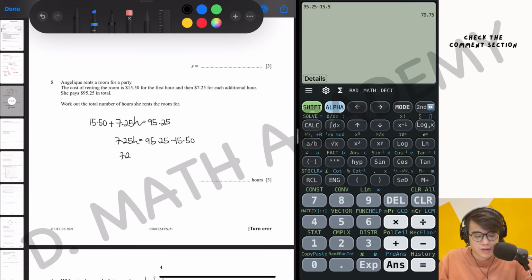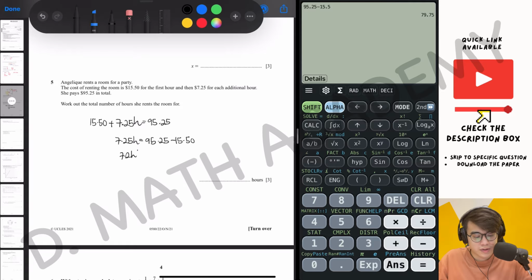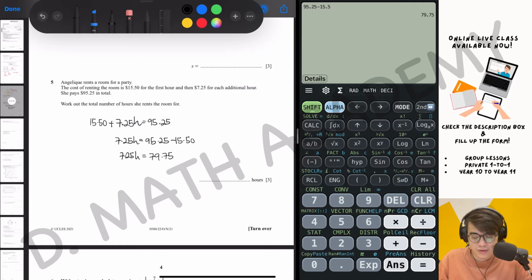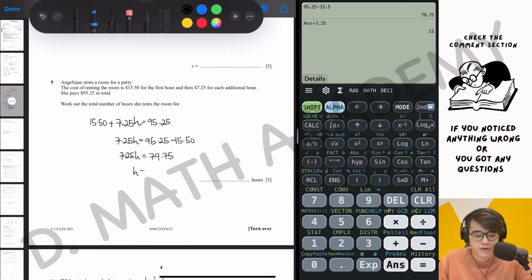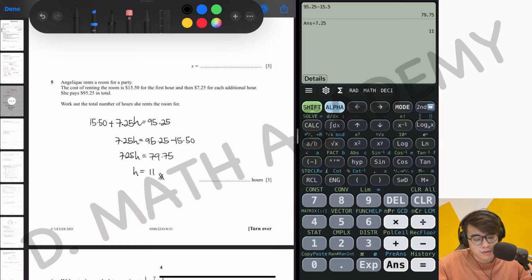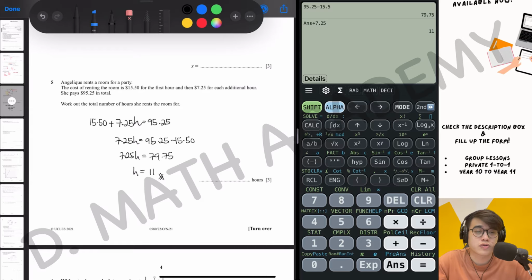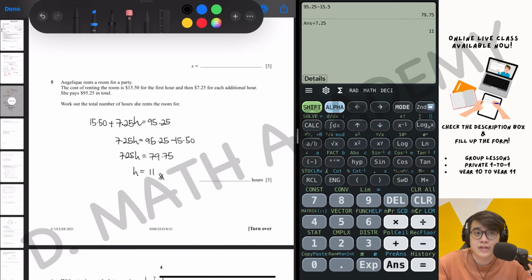Okay, so you get 7.25 hours. Equals to 79.75. Divide this with 7.25, you will get the amount of hours as 11 at the end. So that's how you identify the hours here. But normally students will stop here and then fill up the 11. So this is the part where they catch you here.